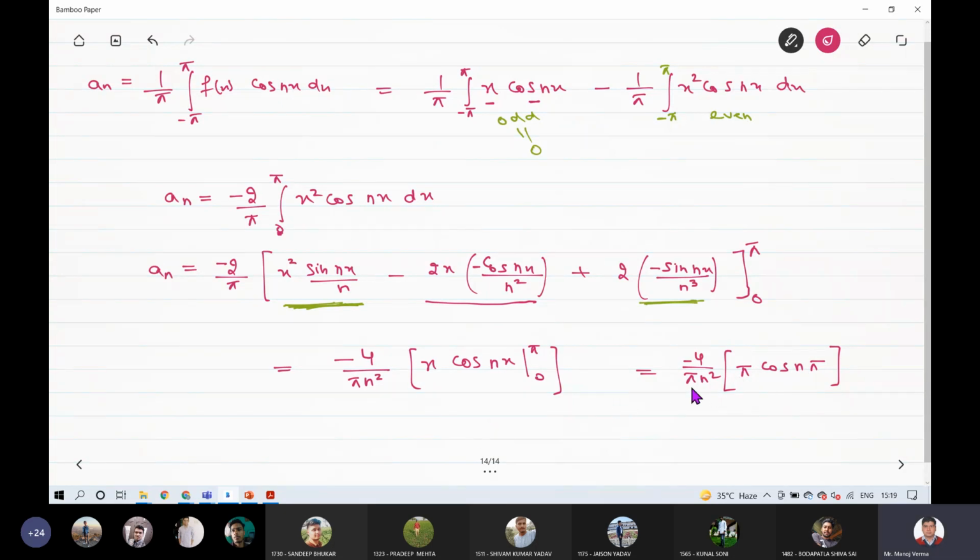So this pi will cancel out from numerator and denominator, and this An will become minus 4 by n, and cos n pi is minus 1 raised to the power n. Okay. It is n square. So An will become this one.